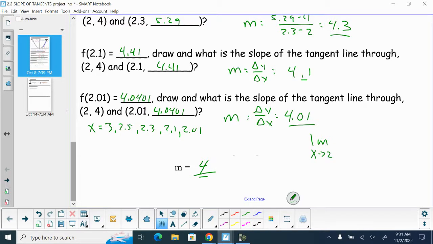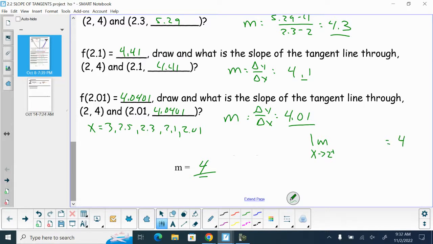Now in this direction, we went from 2.3 to 2.5, 2.1, 2.01. So we're approaching 2 from which direction? Yeah, from the right. We're approaching 2 from the right. And if we would use the same idea approaching 2 from the left, we would come up with the same values. But as we approach 2 from the right, we're coming down to the value of 4.